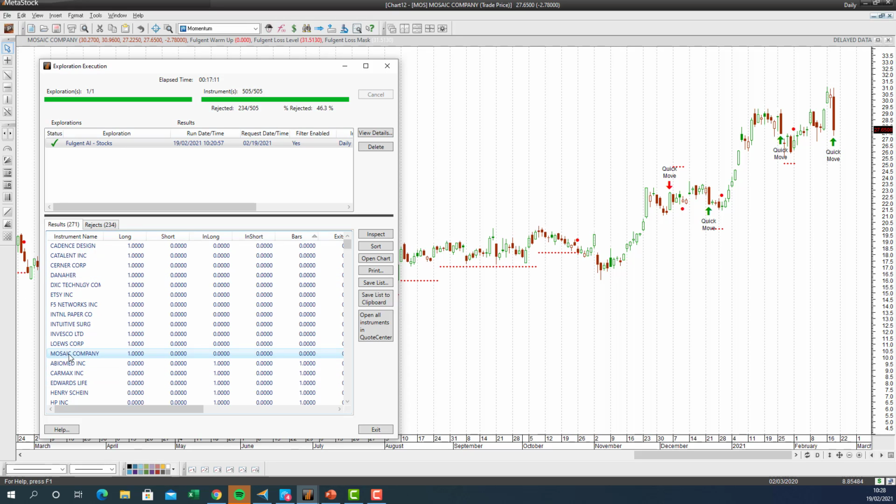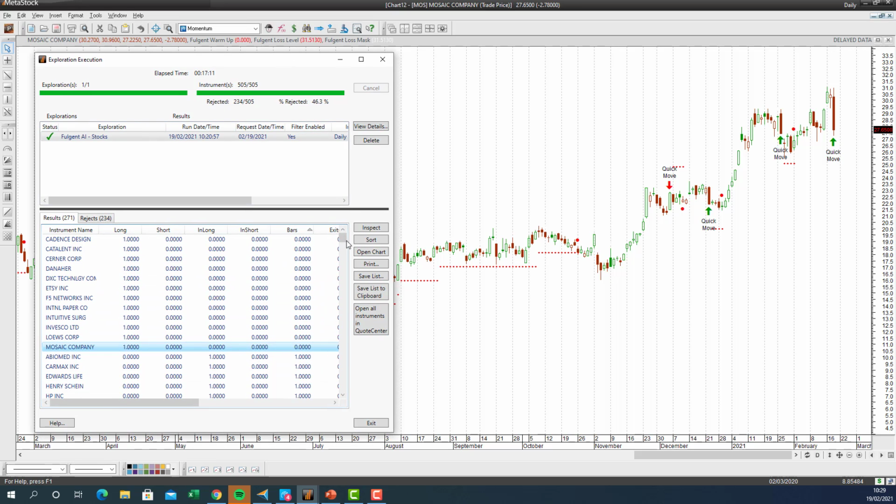So these are the ones that the AI's now just fired yesterday, basically. So these are fresh signals. So it's worth analyzing those and keeping them on your watch list and trading.